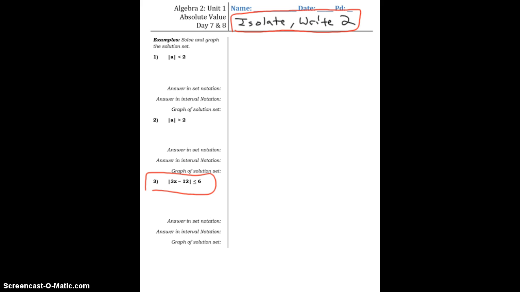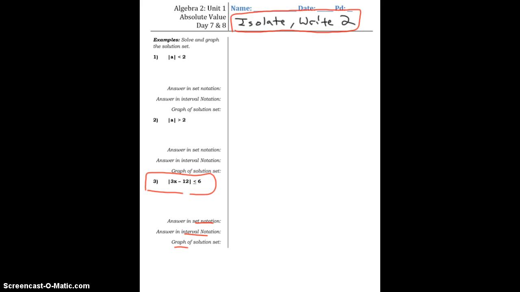We're going to solve the absolute value inequality, and then we're going to represent our answer in set notation, interval notation, and then we're also going to show the graph of the solution set. So let's look at number 3. Is it isolated? Meaning, is there anything on the left side of that absolute value sign? Is there anything over there with it? No. So it is isolated. Yes, it is isolated. So I'm going to write 2 inequalities.